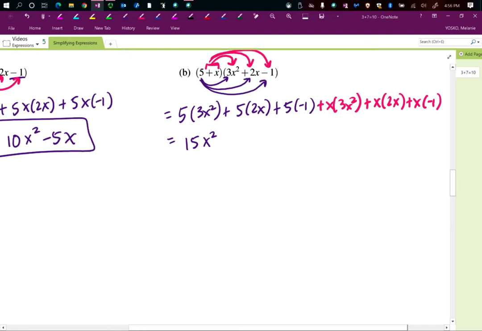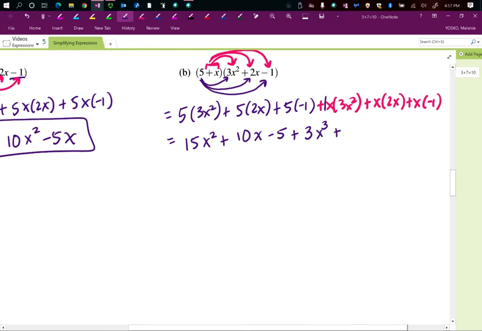And then plus 5 times 2x. Well, 5 times 2 is 10. I tack on the x. And 5 times a negative 1 is a negative 5. Okay, and then we do the stuff in the pink. So notice there's a 1 right here plus 1x times 3x squared. So you really just have the coefficient as a 3. Then you have x times x squared. That's x cubed.